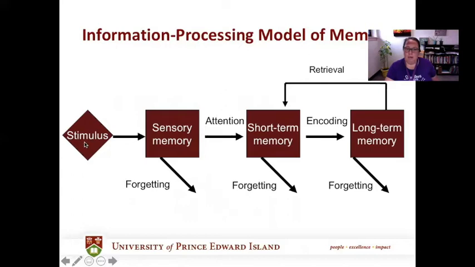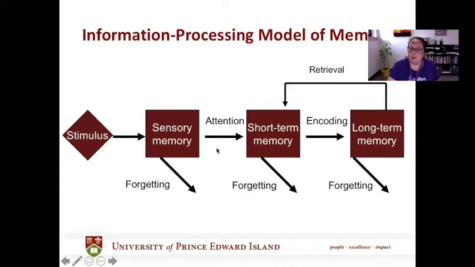encoding because you have to have a stimulus. Now you're bombarded by stimuli throughout the day, but in order for you to remember it, you've got to pay attention to the stimuli. So first you have to be able to sense it. So if you're blind, you won't be able to tell that the sky is blue. It won't get into your sensory memory. So if it doesn't get into the sensory memory, you're not going to remember it. You're going to forget it.